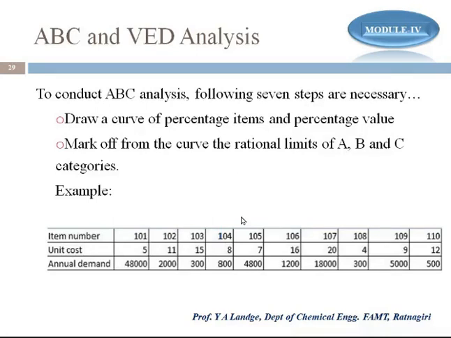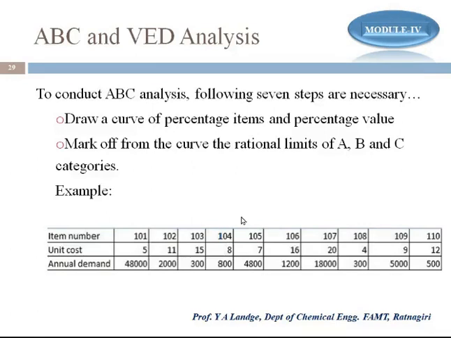After that, whatever values we got, we draw the graph on the basis of the percentage of the items and the percentage value. After that, mark off from the curve the rational limits of the A, B, C categories, and from that we mark the A category, B category, and C category.